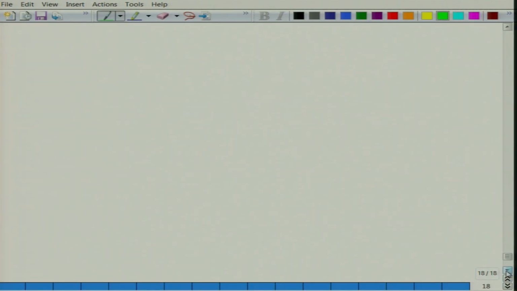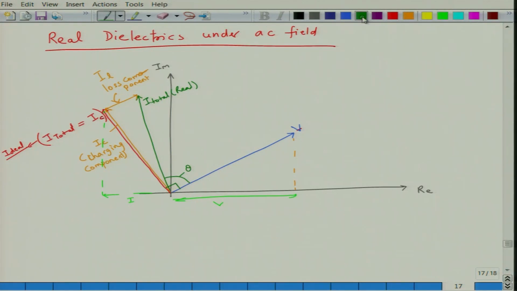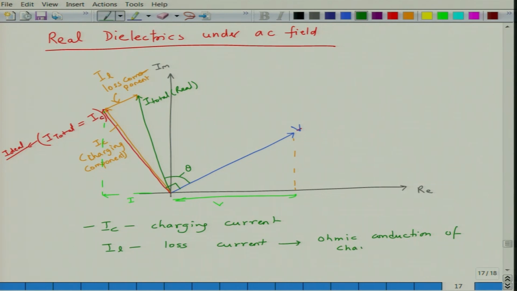Basically what happens in real dielectrics is, I C will be the charging current, I L will be the loss current, and this loss happens because of various things. It could happen because of ohmic conduction of charges, and in addition you may also have frequency dependent losses. Ohmic conduction means there is no frequency dependence because it is in phase.